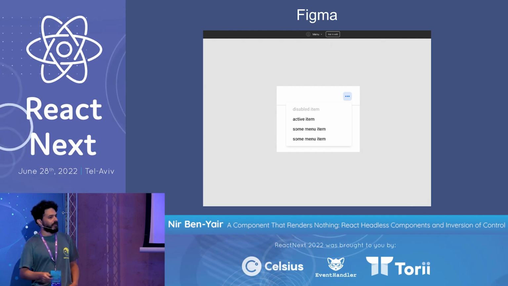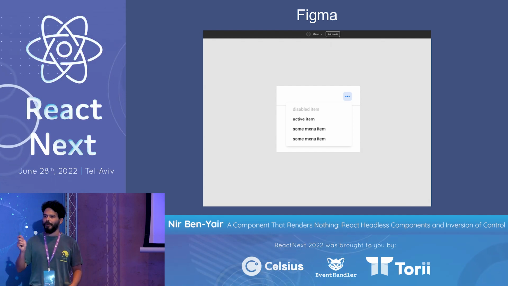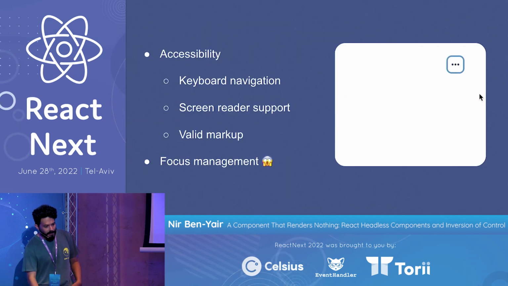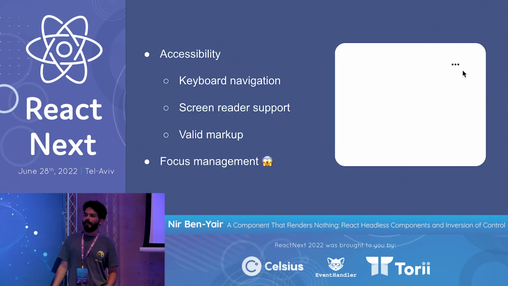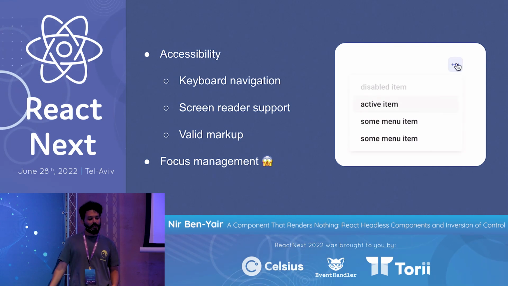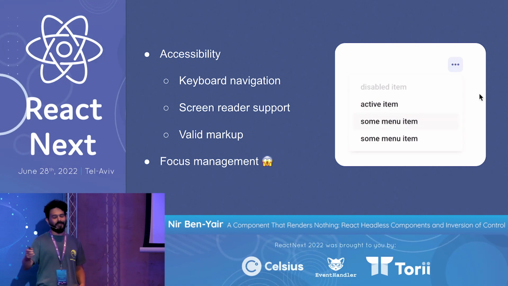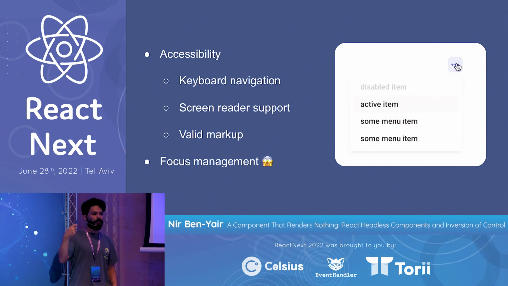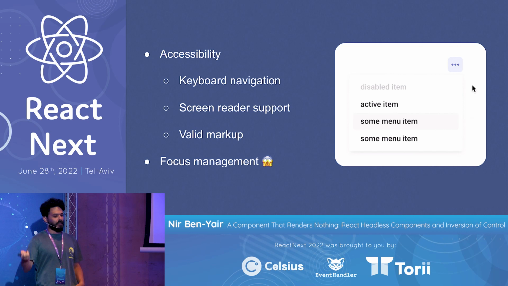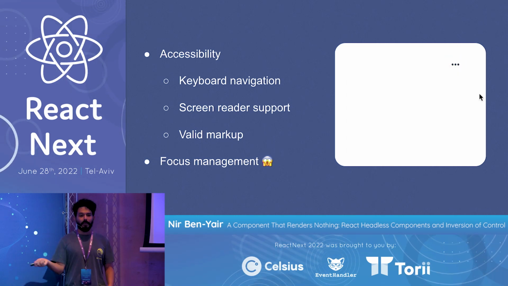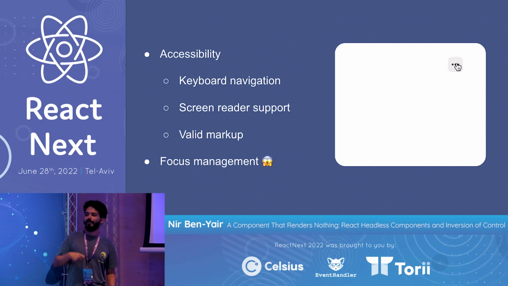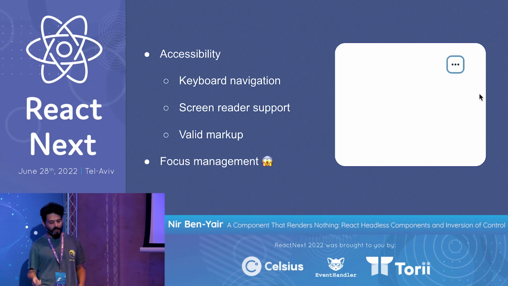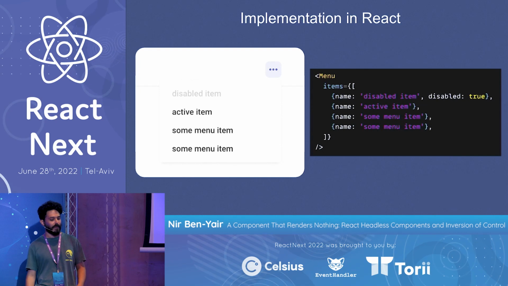Now, I wasn't a junior developer back then. I built a few menus in my life before, and I knew that it's not going to be that simple. And the reason it's not going to be that simple is because of this stuff. First of all, accessibility. We had lots of discussions today in other talks about accessibility, but we need to implement stuff like keyboard navigation, screen reader support, valid markup, and the worst thing of all to try to implement yourself, focus management. Don't try to implement it yourself.